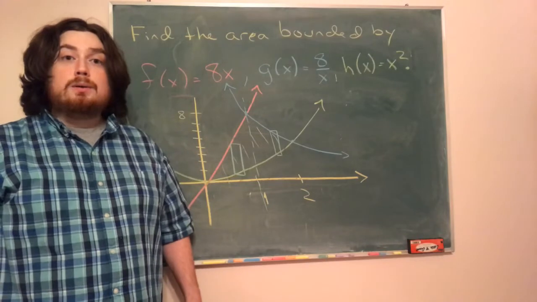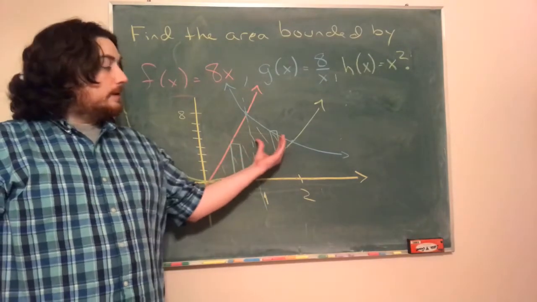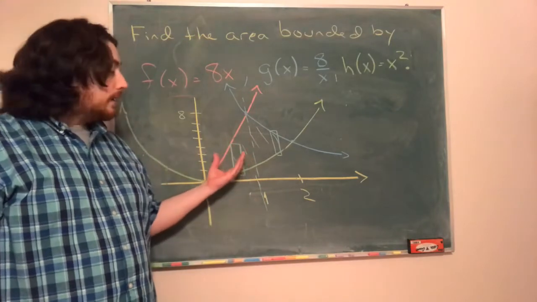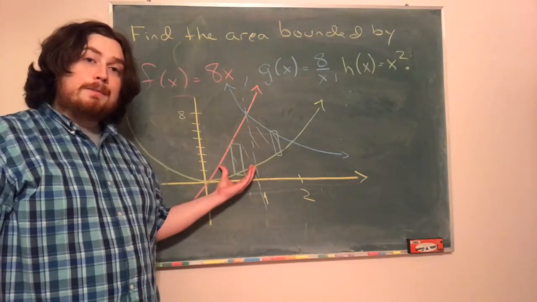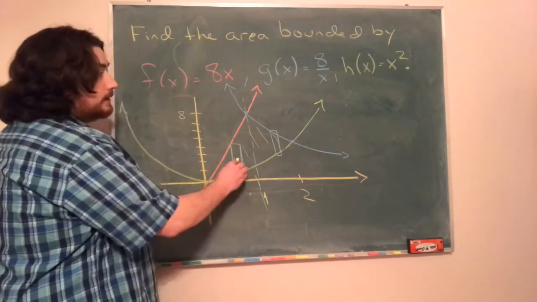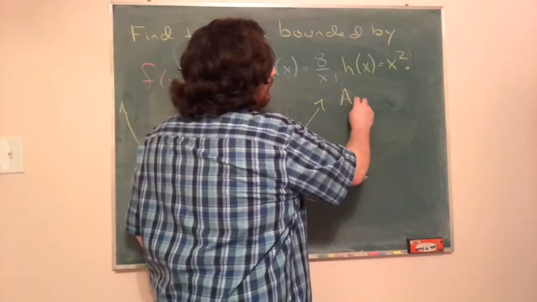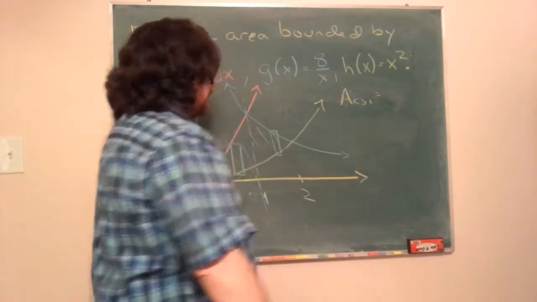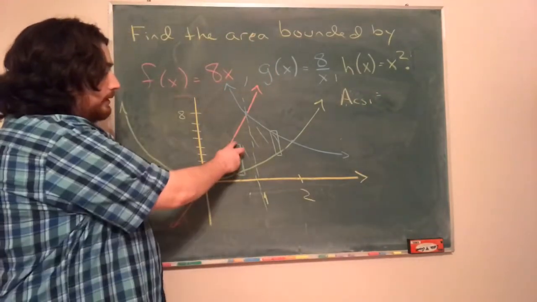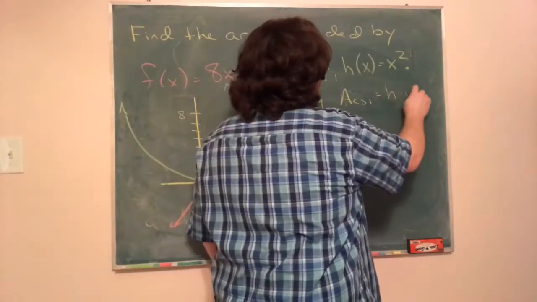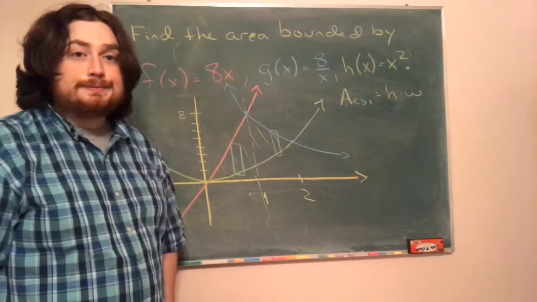In order to find the total area, I'm going to find the area of this piece, then find the area of this piece, and then add them together. I'm going to focus on the area of this piece for now. I'm going to call the area of the first cross sections the height of this rectangle times the width of this rectangle. So it's going to be height times width.